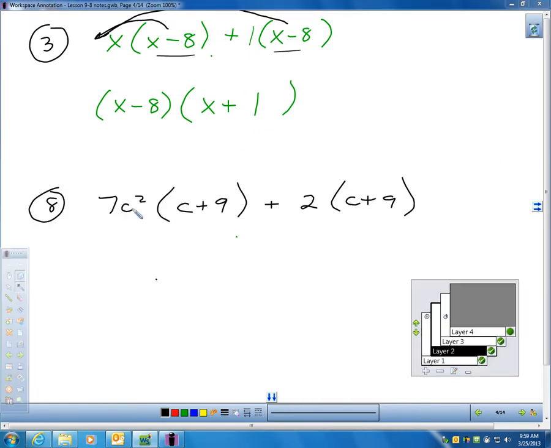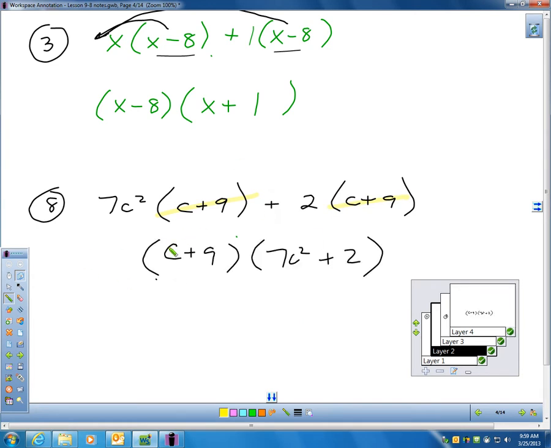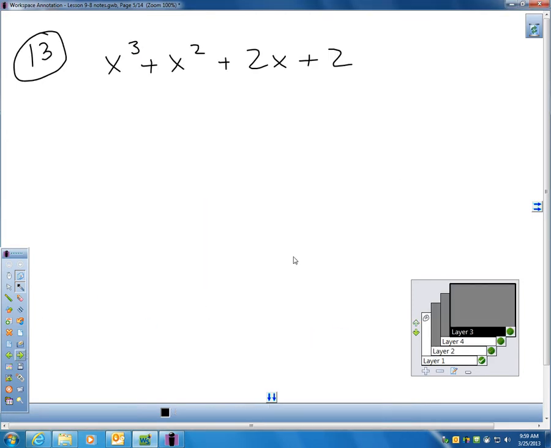Problem 8, 7c squared times c plus 9 plus 2 times c plus 9. If I get up my highlighter, do you notice how both of these have a c plus 9? Binomial. I can factor out the c plus 9 binomial, and I'm left with 7c squared plus 2. Just factored out c plus 9. All right? Now, let's actually go over how we group things so we can apply what we just learned.